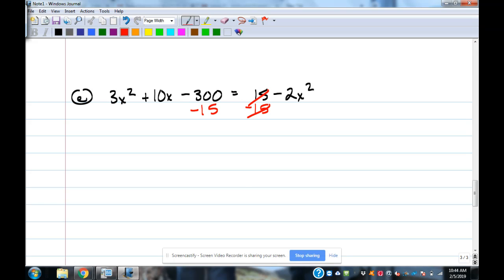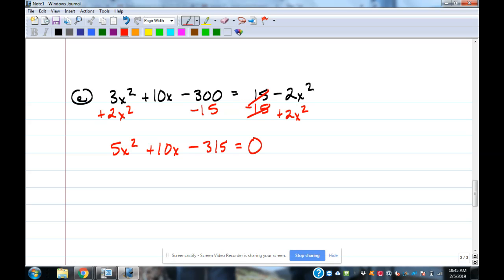And then what about the negative 2x squared? How can I get rid of it? Add 2x squared, and I'm just going to add it to its like term. So that's going to give us 5x squared plus 10x minus 315. Now it's equal to 0. So that helps us. Now what?